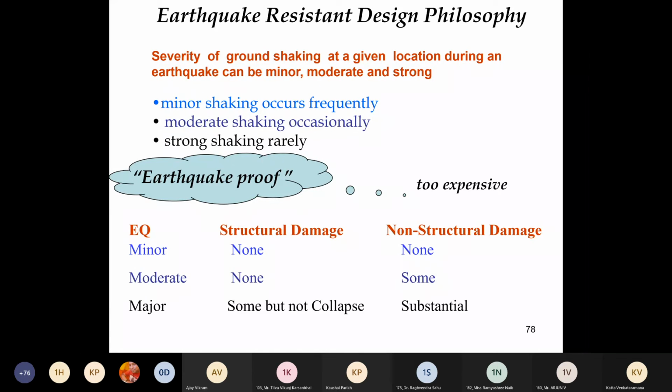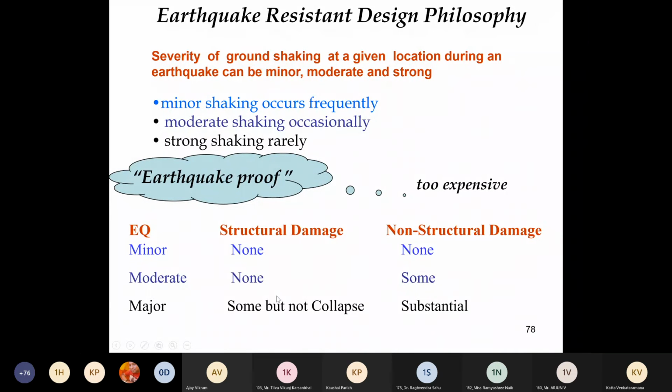So our objective is to make it earthquake resistant, such that in minor earthquakes there is no damage to the structural elements like beams, columns, slabs, which are load carrying elements, and no damage to non-structural elements also, like infill walls, chajjas. During a moderate earthquake, there is no damage to structural elements, but there can be some repairable damage to non-structural elements.